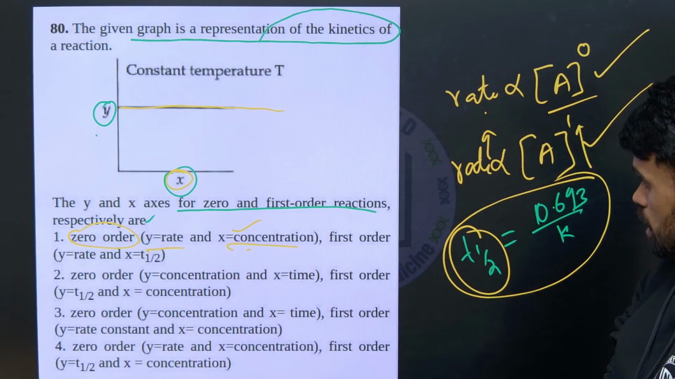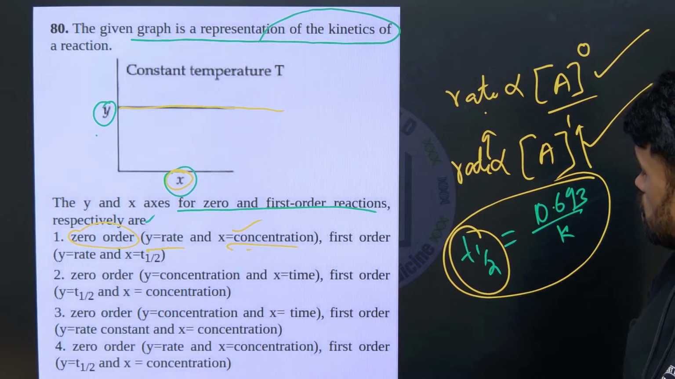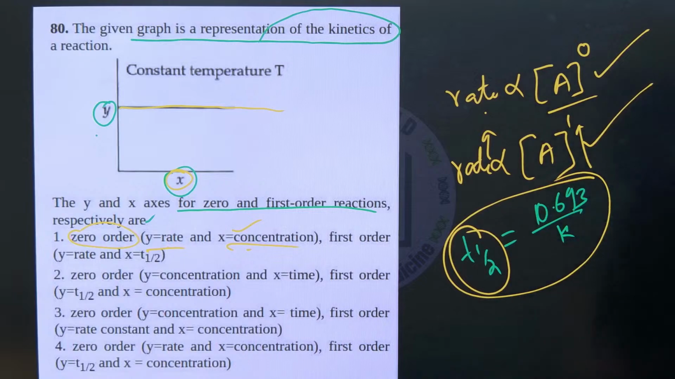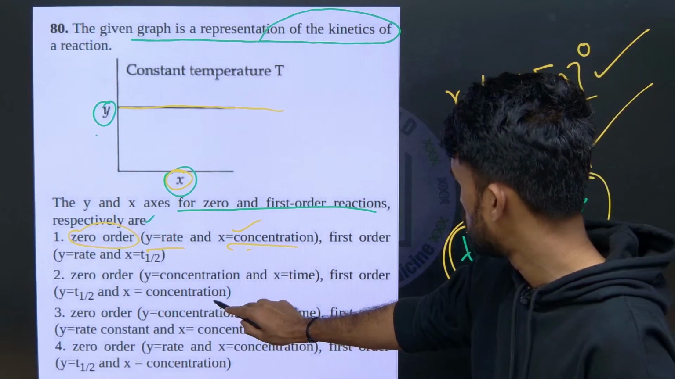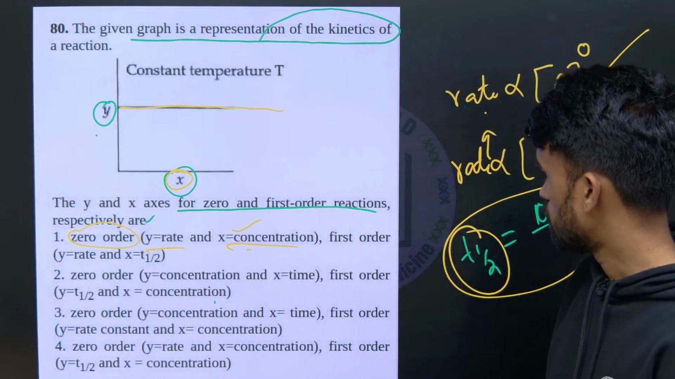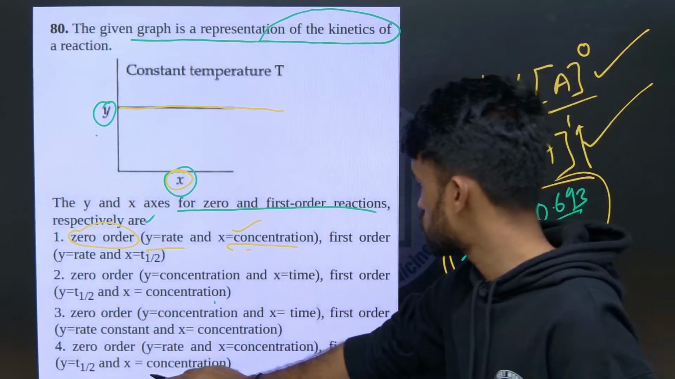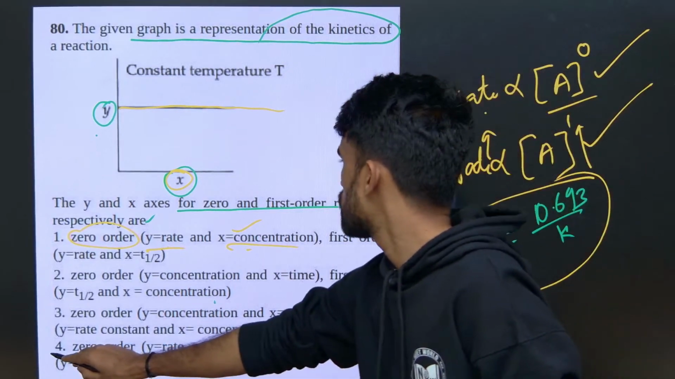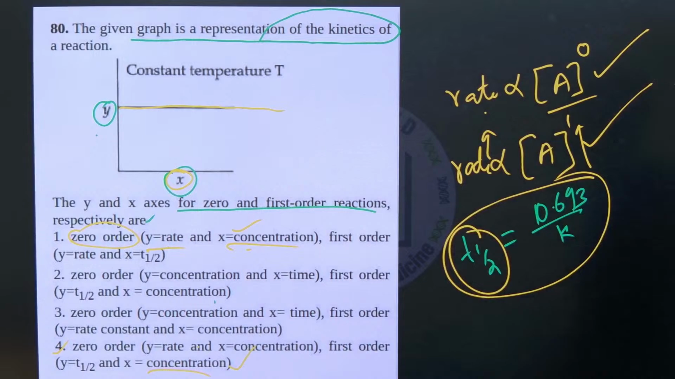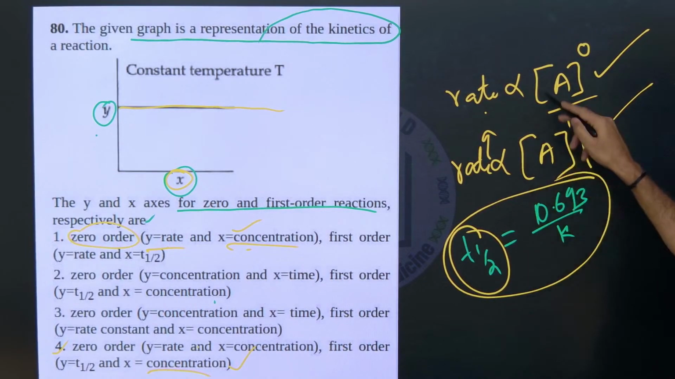So for zero order reaction, for first order reaction, Y should be rate, not rate here, it should be concentration and T half. Concentration and T half, it is there here. Yeah, Y should be T half and X should be concentration. Yes, this is correct. So you can go with this option. The fourth option is most appropriate based on these relations.